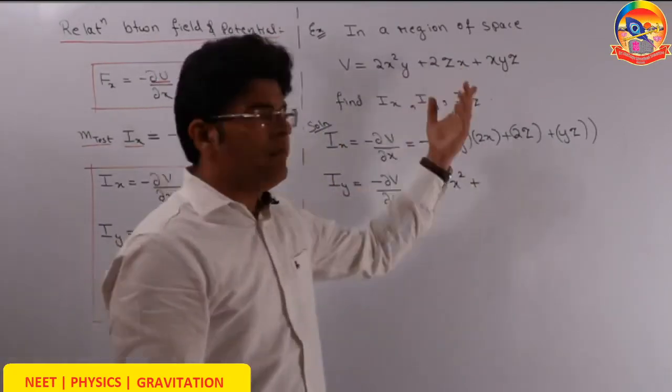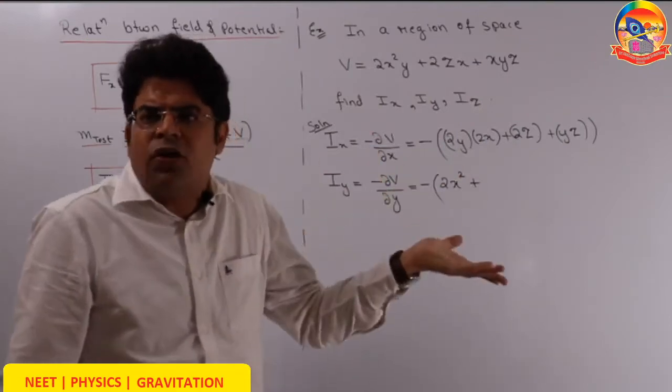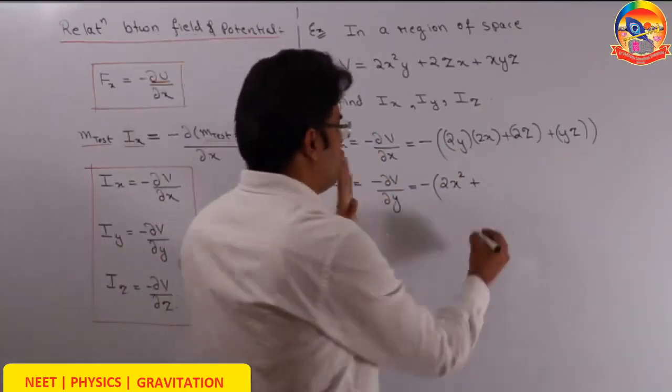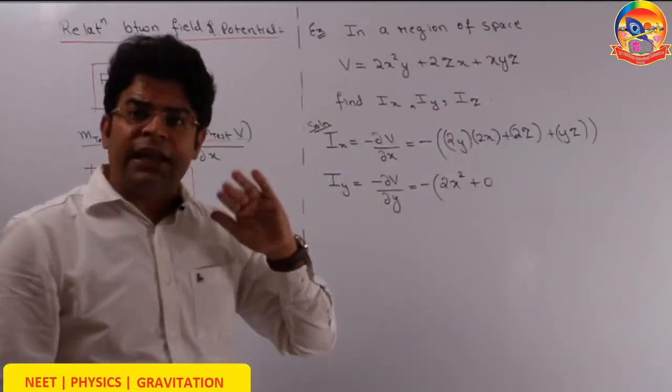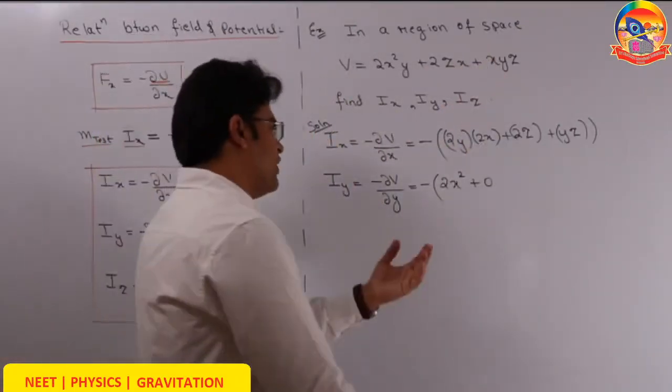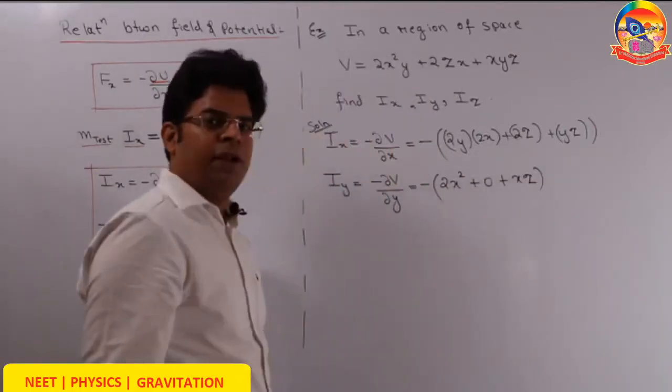In the second term, you don't have y. Since you don't have y, 2zx, all three are constant. The differentiation of a constant is 0. In this third term, apart from y, you will treat x and z as constant. So take the constant outside, x and z, and the differentiation of y gives you 1.